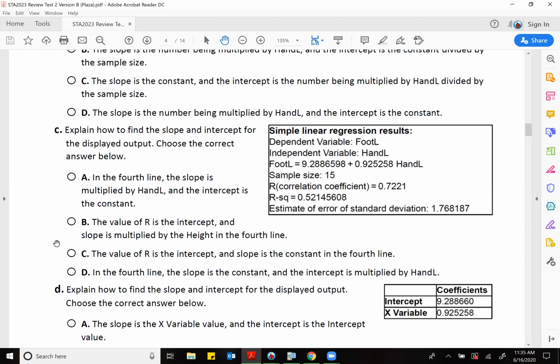A. You got it. It's just all about that equation again. So pretty much the same answer, other than the fact that they say in the fourth line, the slope is multiplied by hand L, and the intercept is the constant.